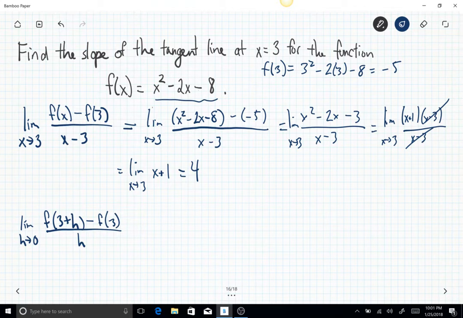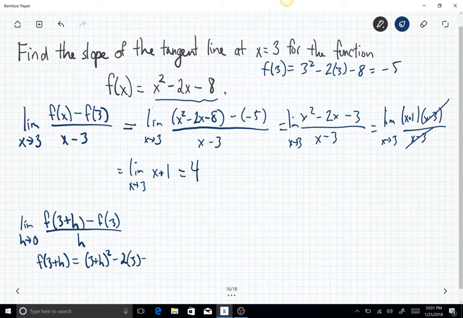Now let's try the other one. So you have f of 3. I'm going to actually calculate f of 3 plus h right down here. And notice that is 3 plus h, the quantity squared, minus 2 times 3 plus h, minus 8. Okay, so where do we go from here? This is 9 plus 6h plus h squared minus, this is where most people trip up. They'll write this as minus 6, but they'll most likely write plus 2h, but it's actually minus 2h because you got to distribute that minus 2, then minus 8.